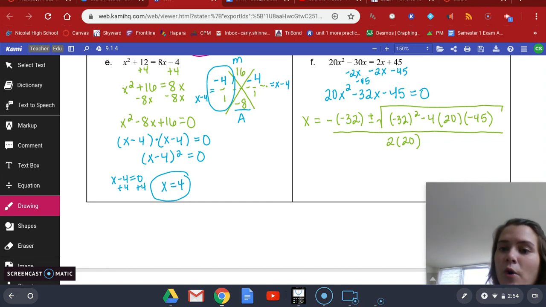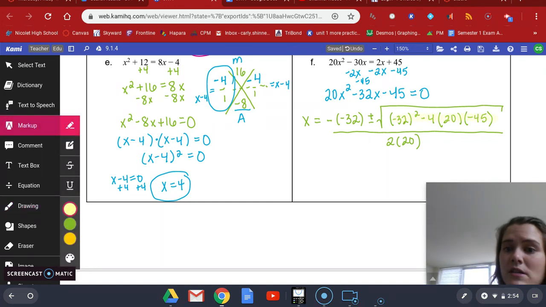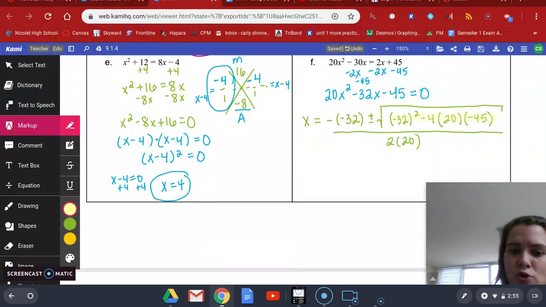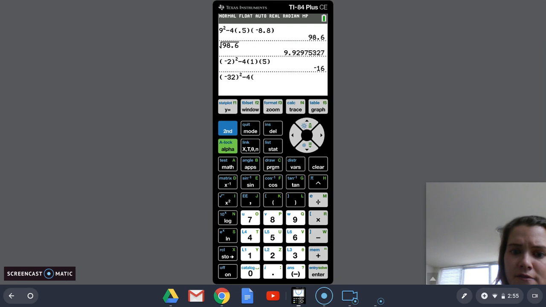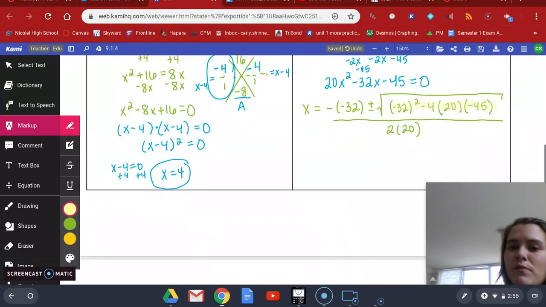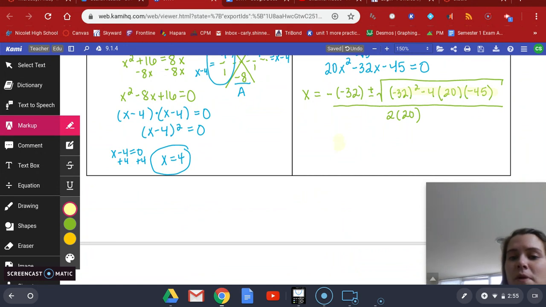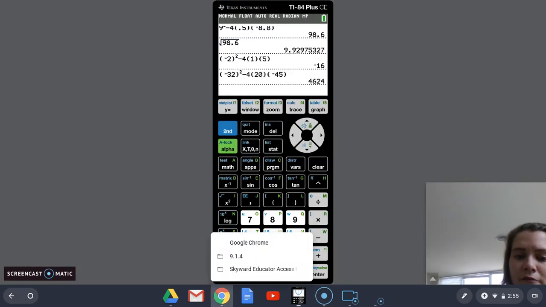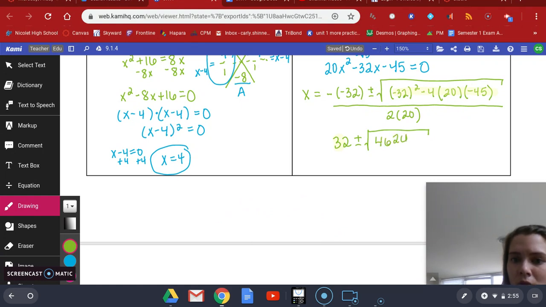Okay, so woofda, let's get this discriminant. Okay, so -32 squared minus 4 times a 20 and -45. What are we going to get for our discriminant? 4624. Okay. Opposite of a -32 would just be 32. So I get 32 plus or minus the square root of 4624 all over 2 times 20, which is 40.